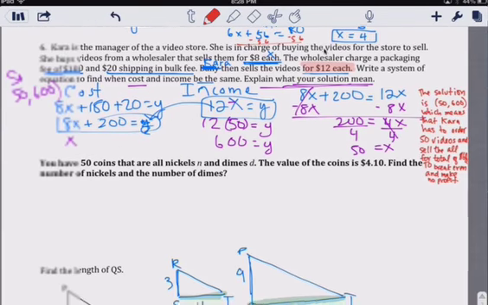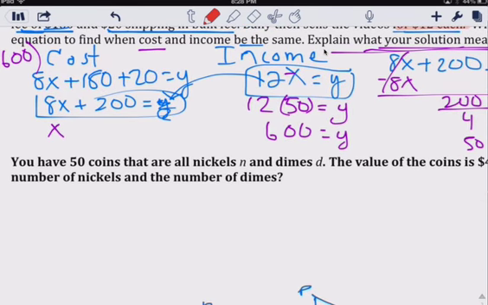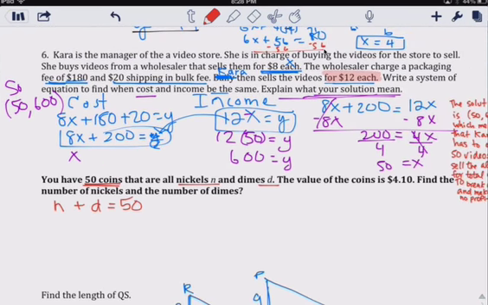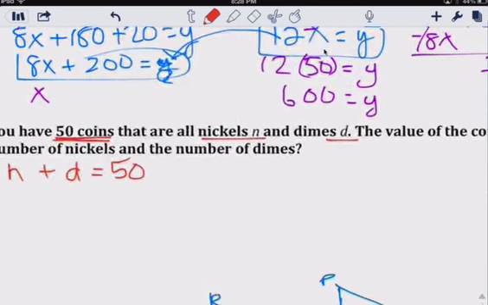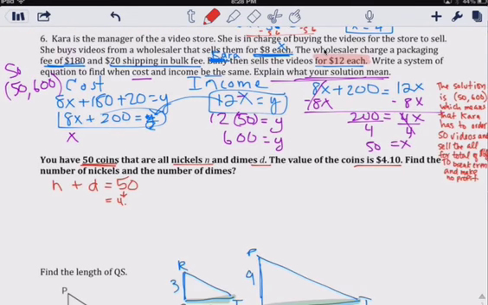Okay? The nickels and dimes, okay? There are 50 coins altogether. You have 50 coins that are all nickels and dimes. So if you count all your nickels and dimes, you get 50 coins. The value of the coins altogether is $4.10. Find the number of nickels and dimes.